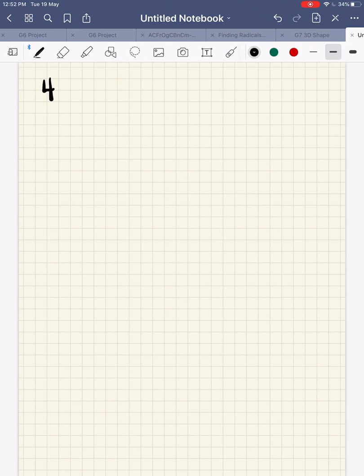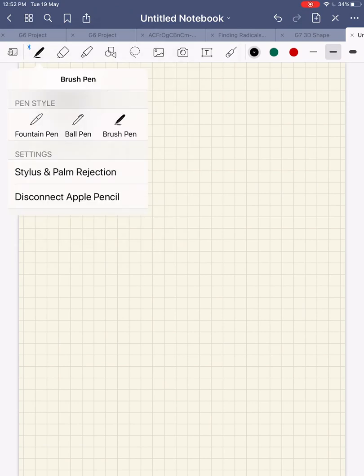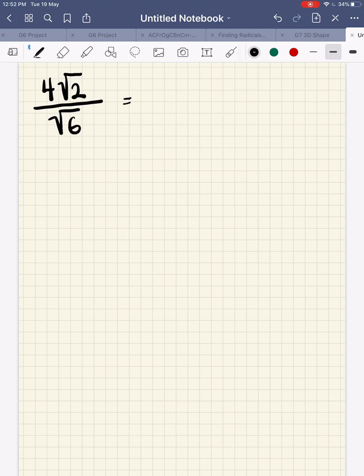What if I had 4 root 2 divided by root 6? How do I rationalise that denominator? Okay, well, I'm going to tell you the answer straight away. And to do that, I followed the calculator instructions and I just put it in my calculator. 4 root 2 divided by root 6. And I get 4 root 3 over 3. How did I get there?